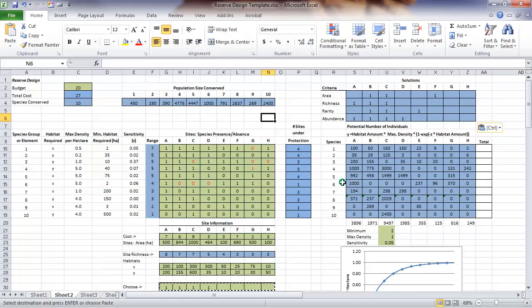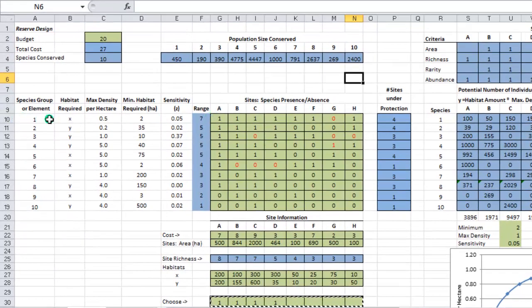Now, before I close, I want to leave you with this other question here, and we'll head back up to species number 1, and why is it not present on Site G? Species number 1 requires 2 hectares of habitat X, and Site G has 75 hectares of habitat X. Now, what might be causing this species to be absent? We went through this a little bit before, but there's another very good reason that has to do with the arrangement of habitats on the landscape.